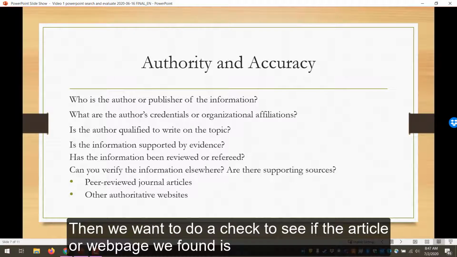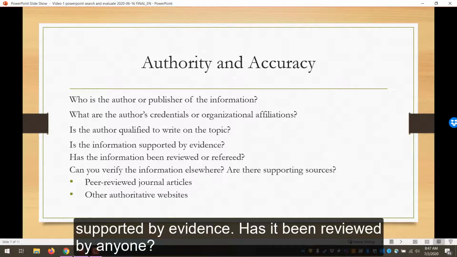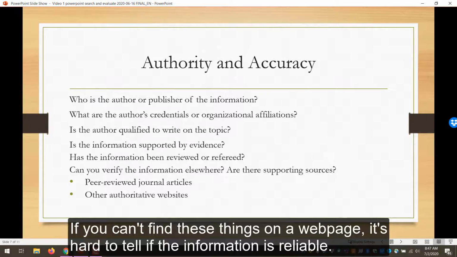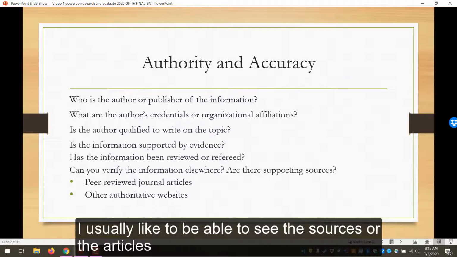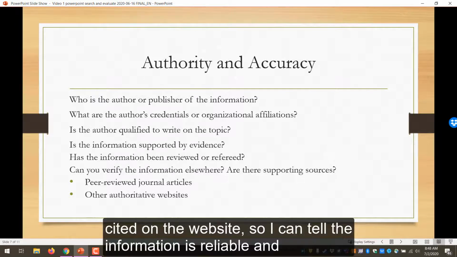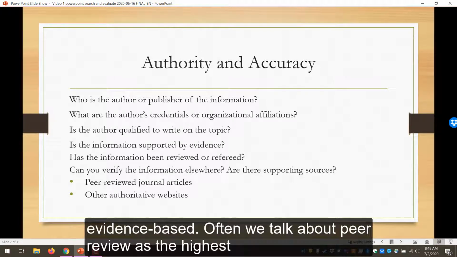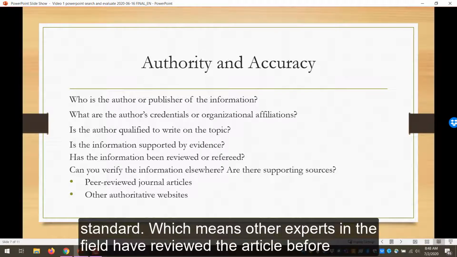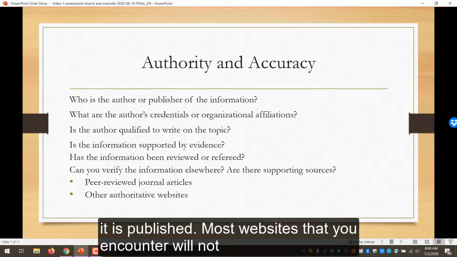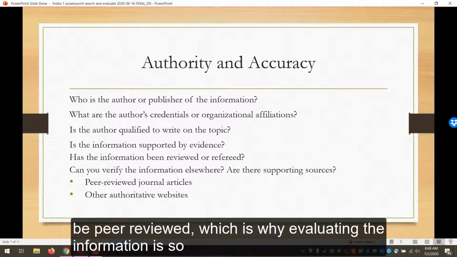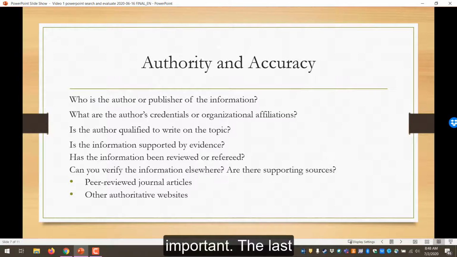Then we want to do a check to see if the article or web page we found is supported by evidence. Has it been reviewed by anyone? If you can't find these things on a web page, it's hard to tell if the information is reliable. I usually like to be able to see the sources or the articles cited on the website, so I can tell the information is reliable and evidence-based. Often we talk about peer review as the highest standard, which means other experts in the field have reviewed the article before it is published. Most websites that you encounter will not be peer-reviewed, which is why evaluating the information is so important.